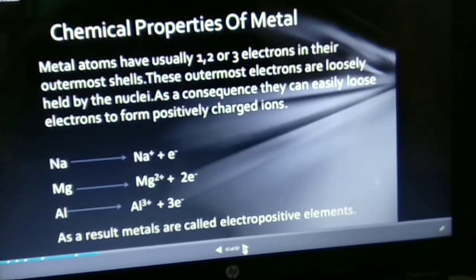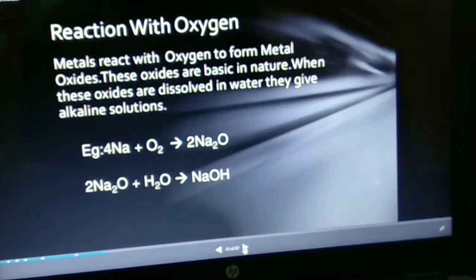But if we say that metal is the substance which is ductile, which has malleable properties, this is the physical properties. But actually the definition of metal is, metal is the substance which has the tendency to lose electrons and form electropositive ions. Now, reaction with oxygen. Metals react with oxygen to form metal oxide, and these oxides are basic in nature. When these oxides are dissolved in water, they give alkaline solution. 4Na plus O2 gives 2Na2O, sodium oxide. When sodium oxide reacts with water, it forms sodium hydroxide, my dear children.